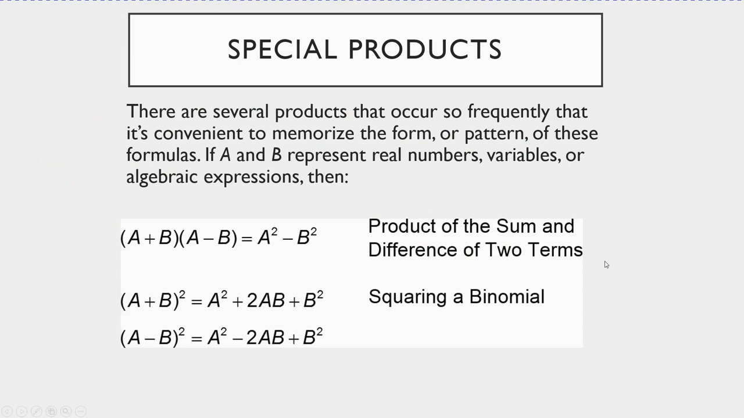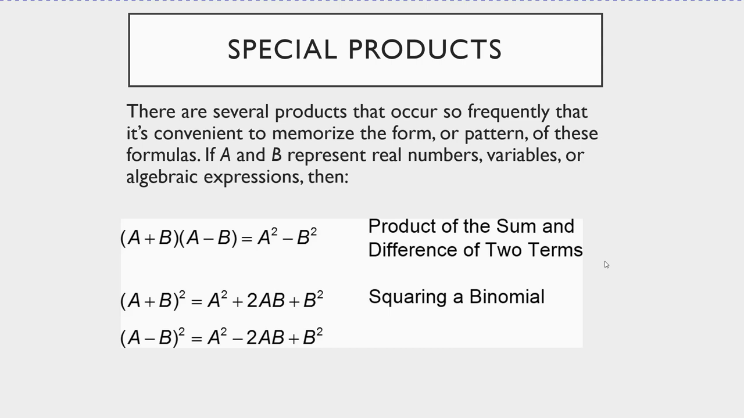All right, now let's talk about some special products. There are several products that occur so frequently that it's convenient just to memorize the form or pattern of these formulas. So if A and B are real numbers, variables, or algebraic expressions, then here's what we have.